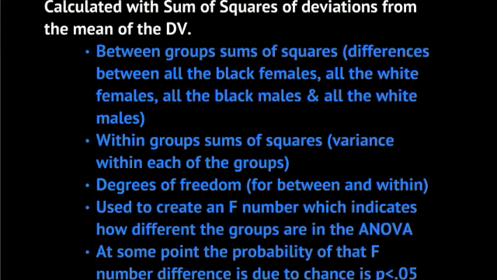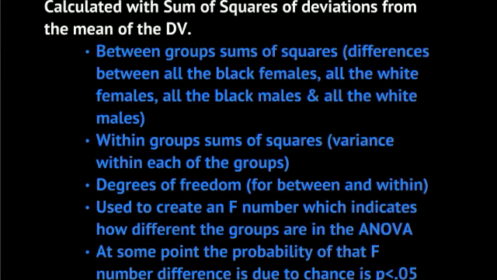Right? So if you had to hand calculate this at some point in your life, you would have to do how far was each score from the mean of the dependent variable, and sum and square it. To do it, you would look at the differences between all the black females in your study, for instance, all white females, all black males, and all white males.